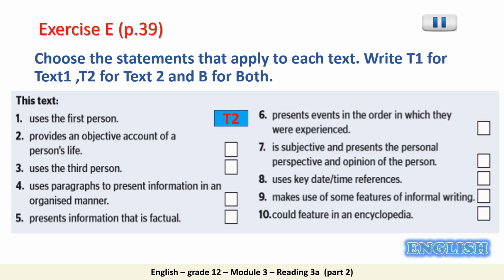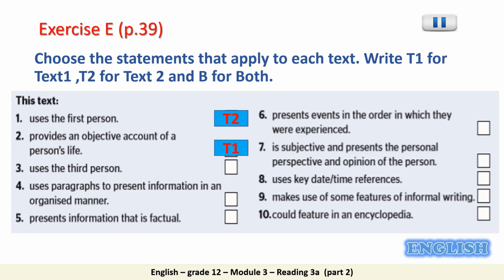The text which provides an objective account of a person's life. The word objective here means that the writer isn't influenced by personal feelings or opinions. I suppose it is clear. It is text 1. Very good.